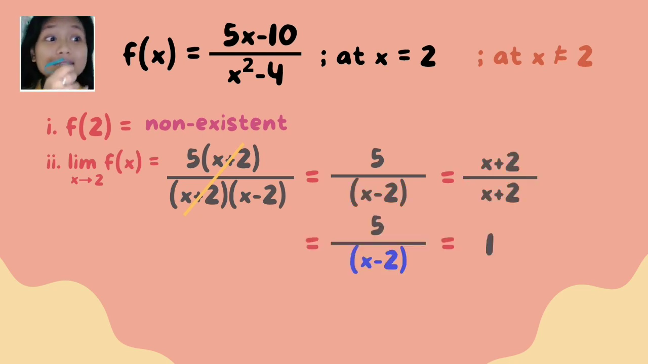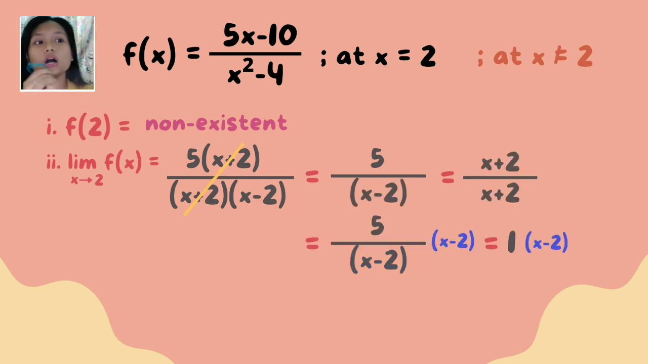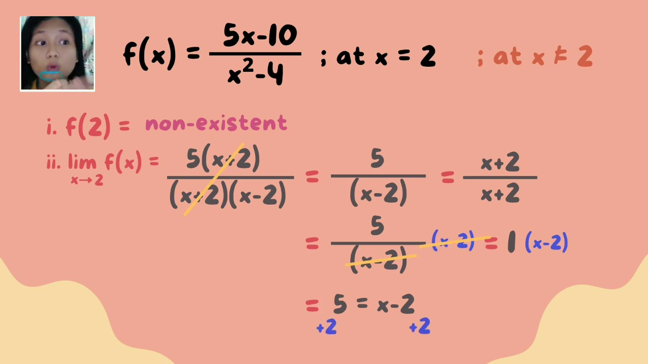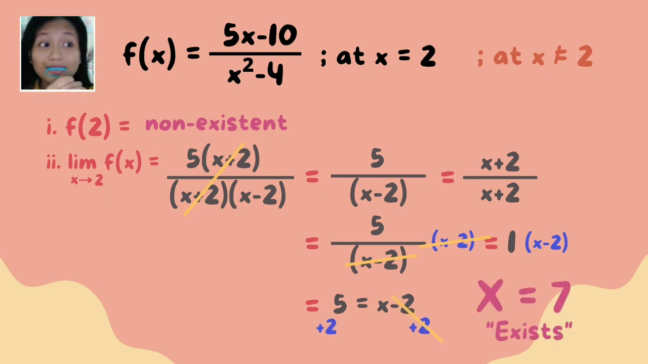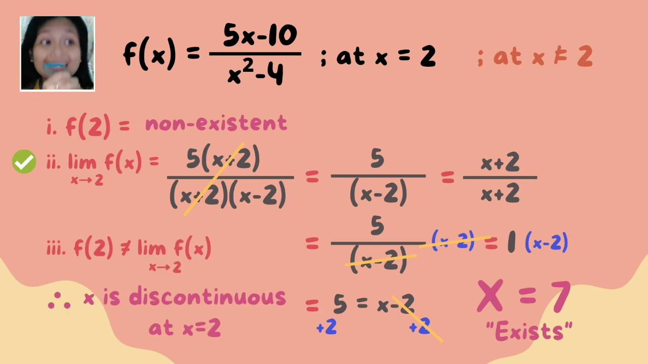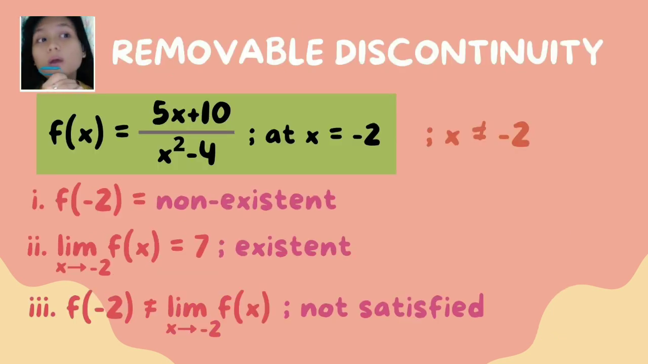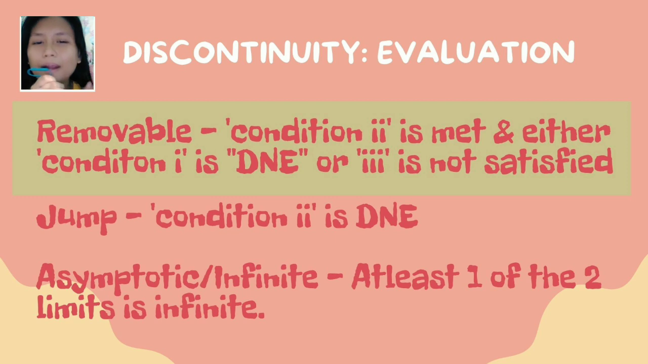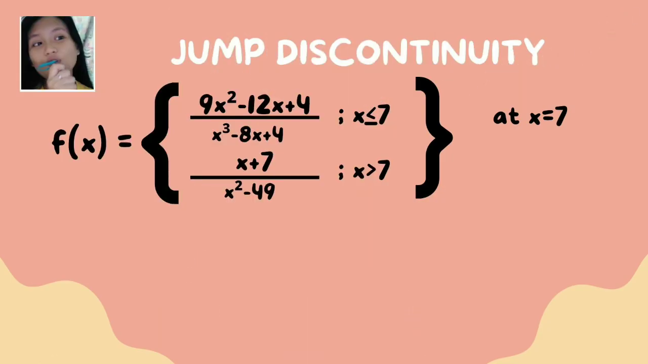Now, I'll multiply the denominator to both sides. Cancel the similar terms and add 2 on both sides. And we'll get the final answer of 7. But condition number 3 is not satisfied since condition number 1 is non-existent. Therefore, f is discontinuous at x equals 2. In conclusion, condition 1 non-existent, condition 2 existent, condition 3 not satisfied. Therefore, it is removable.